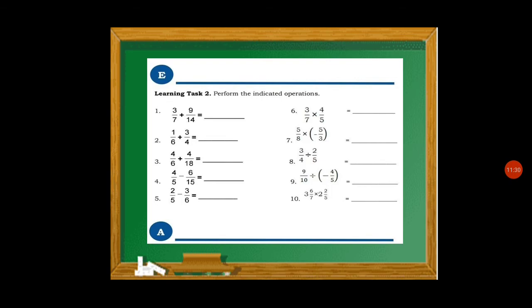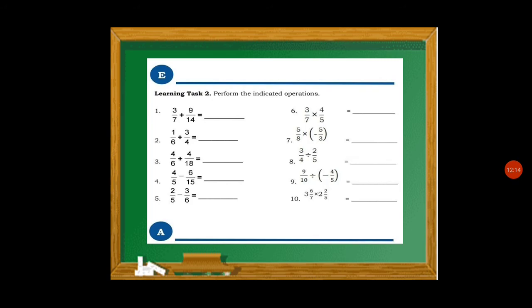Number 8, 3 over 4 divided by 2 over 5. What we will do is flip 2 over 5, so it becomes 5 over 2. Then it becomes multiplication. So, that is 3 over 4 times 5 over 2. For number 9, 9 over 10 divided by negative 4 over 5. The same will happen. We flip negative 4 over 5. It will not become positive. We just swap the positions of the numerator and denominator. So it becomes multiplication: 9 over 10 times negative 5 over 4. Same, we multiply the numerators, then the denominators, then put the negative sign.